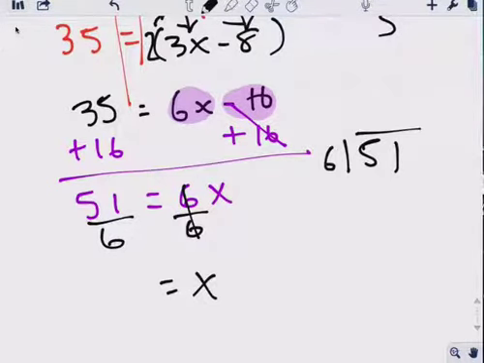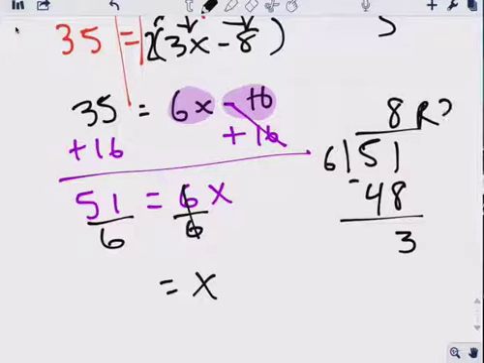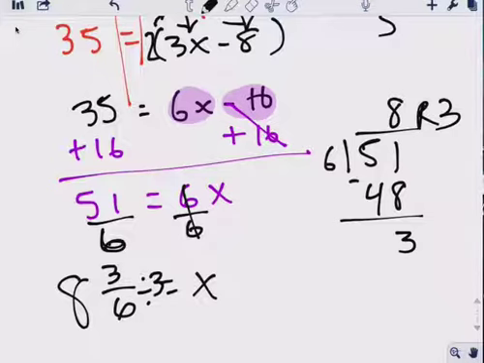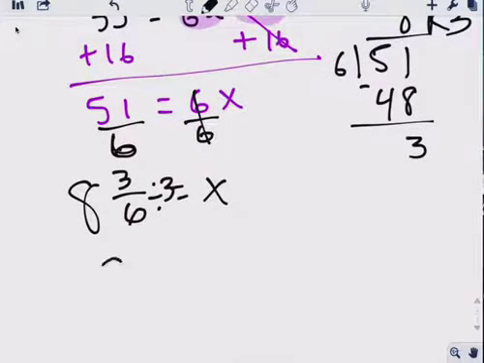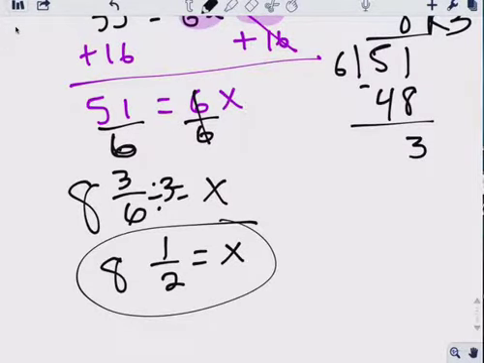7 is 42, 8 is 48, 9 is 54. So it has to be 8, which is 48. Subtract, you got a remainder of 3. So your answer is 8, remainder 3, over this denominator 6. Now this can be reduced by 3. Both can be divided by 3. 8 and 1/2 is my answer.